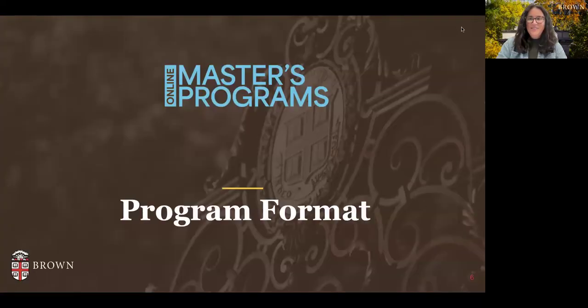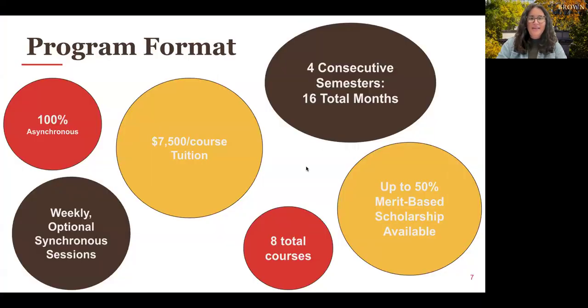Thank you. Now I'm going to jump into the program format. So the program is 8 total courses, and in a standard plan of study, students are taking 2 courses a semester and studying for 4 consecutive semesters for a total of 16 months. So our semesters run spring, summer, fall, all year round.